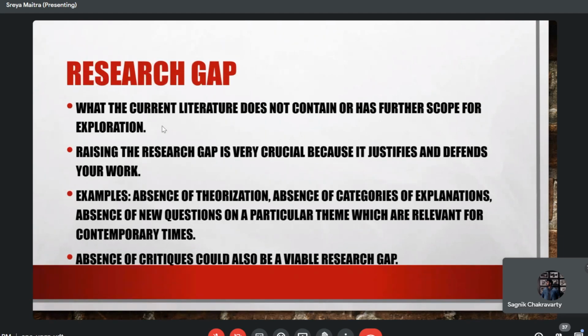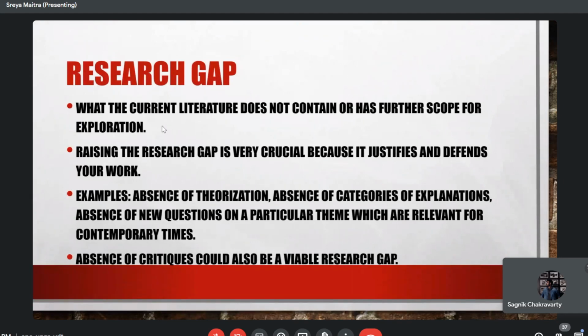So if we can't see all that, if we don't have too much literature on that, then that's my literature research gap. That's what I want to study. So raising the research gap is very crucial because it essentially is justifying and defending your work. What is your contribution? What is it that you are doing which has not been done before?